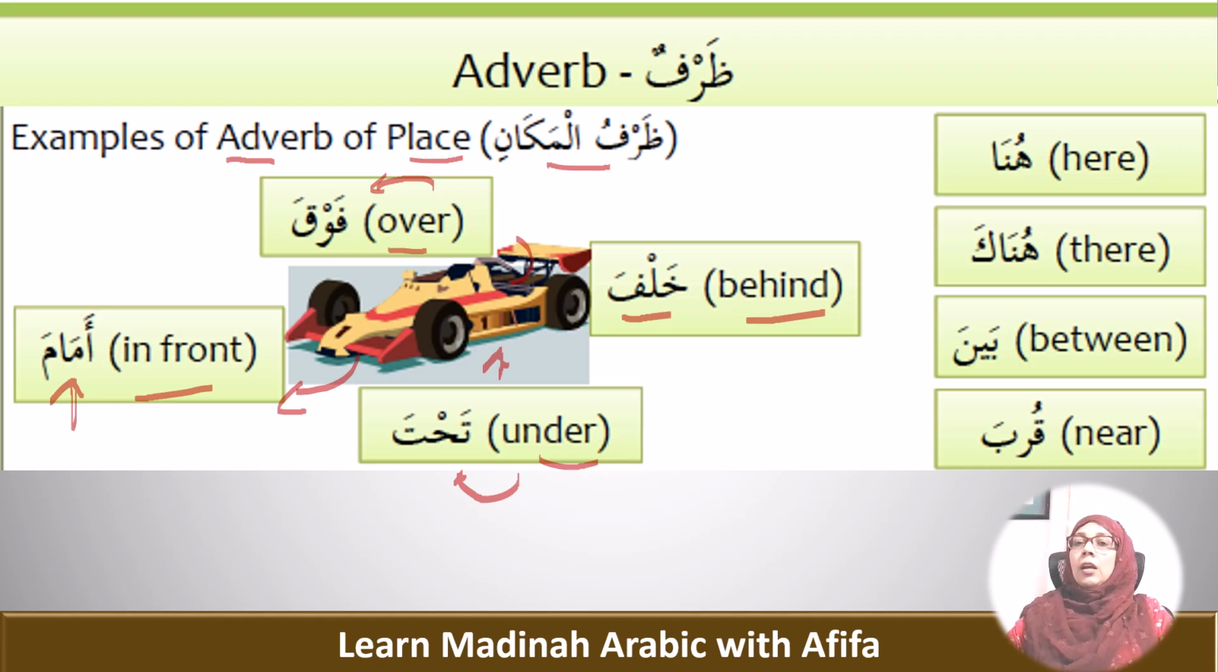Similarly, other adverbs are huna, which means here. Hunaka, it means there. Baina means between. So it's a place because it's between something. And then qurba, which means near. Again, it's denoting place. So these are all common words that are adverbs of place.